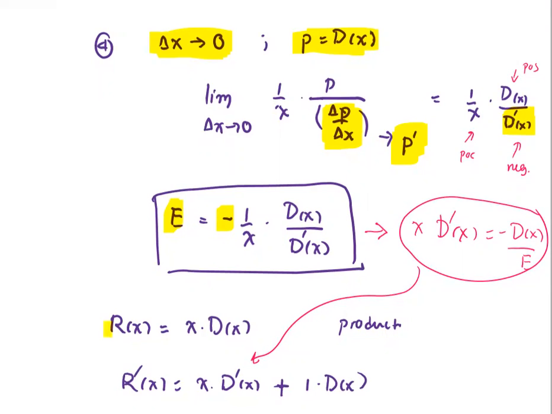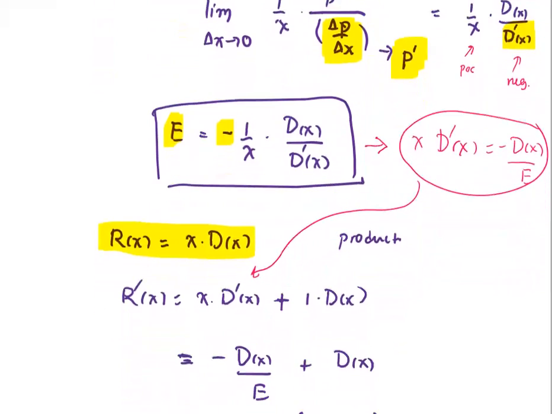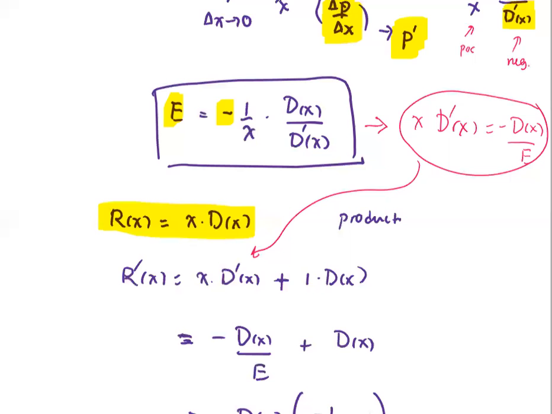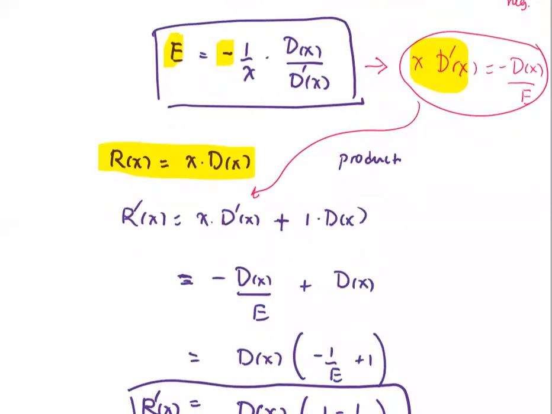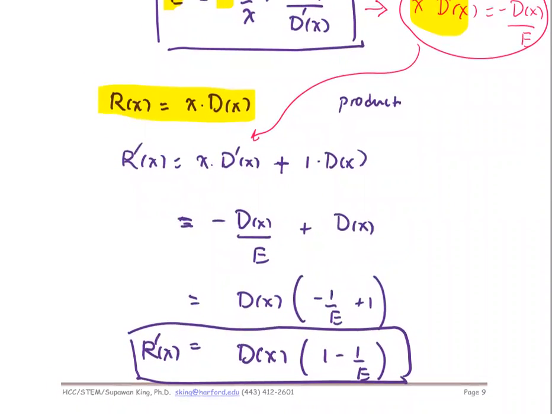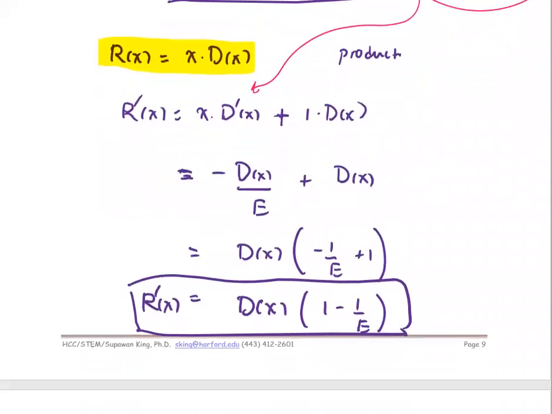For the revenue function in the form of X times D of X, we find the derivative using the product rule. We have the derivative of X times D of X, plus X times D prime of X, where X times D prime of X is replaced by negative D of X over E. We can see the relationship of R prime, D of X and E as R prime equals D of X, the demand function, multiplied by 1 minus 1 over E.